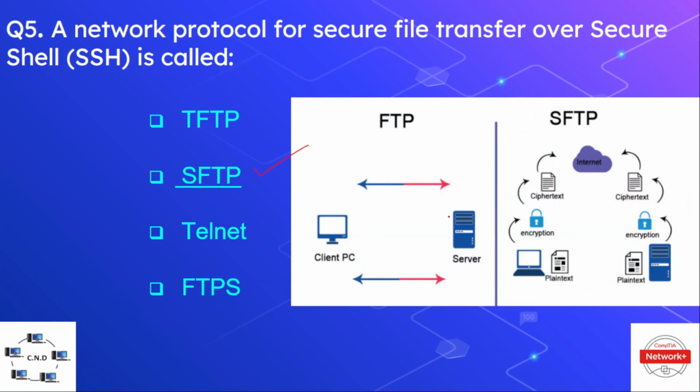And this is again the SFTP. Here we have the client and this is server. So this is the simple FTP while this is the SFTP. Here we can see that encryption and ciphertext is involved. So before sending the text or the data to the server or from the server to the client, it is first encrypted and then it is sent over the public or insecure media such as the internet.